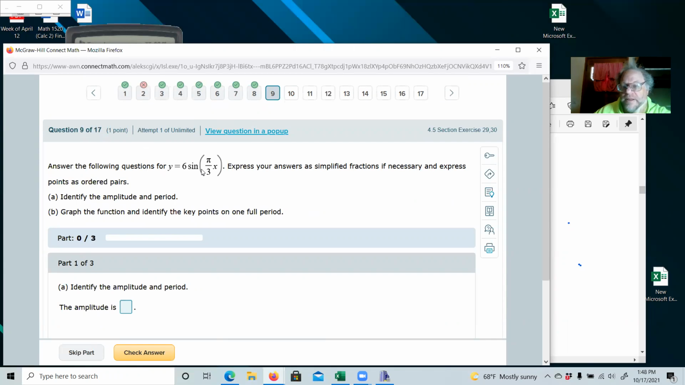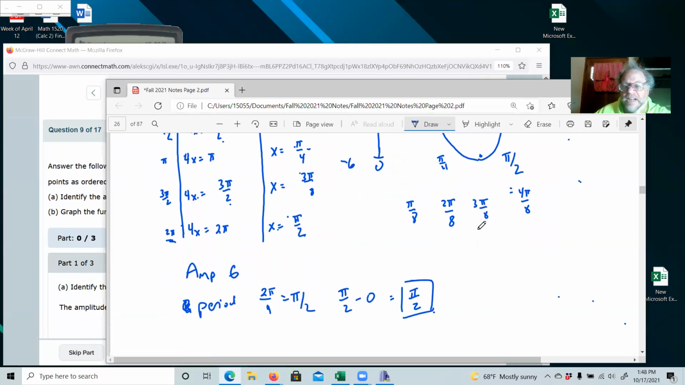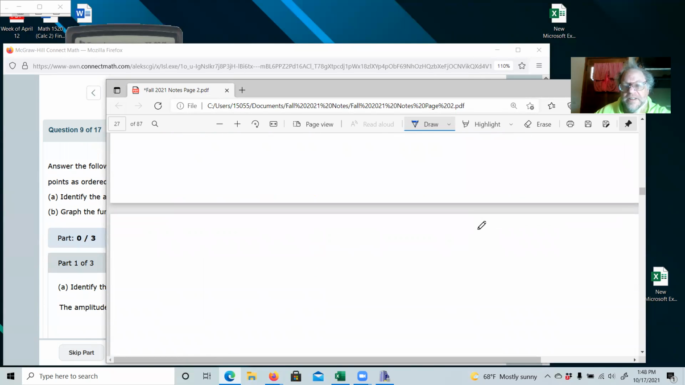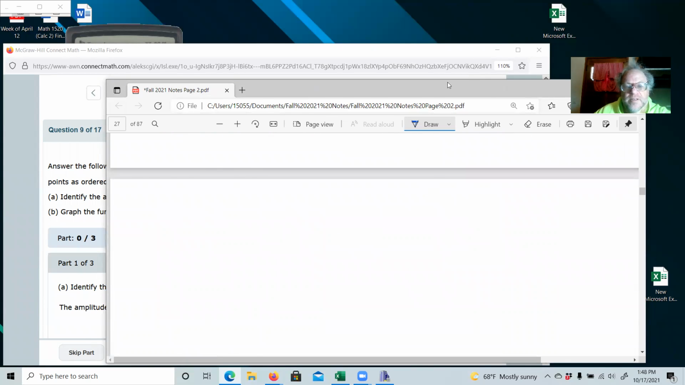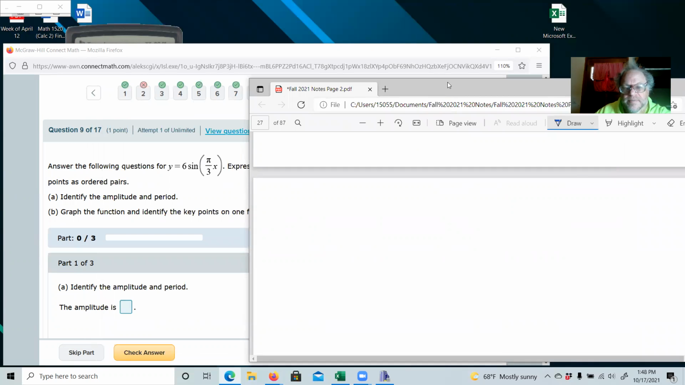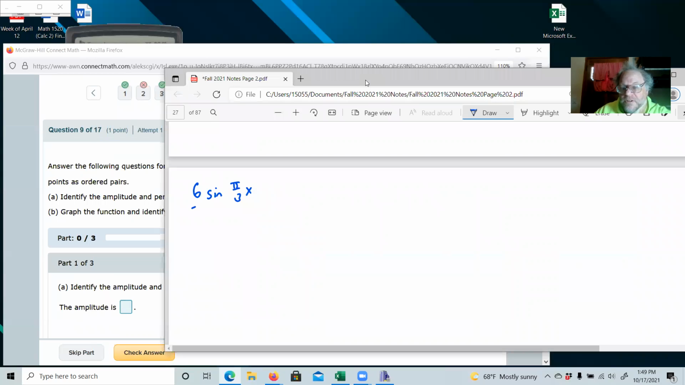So same idea, right? Let's do this one because it's a fraction and it looks intimidating. This is 6 sine pi over 3 x. Okay, and then we'll do that. So our amplitude is 6.